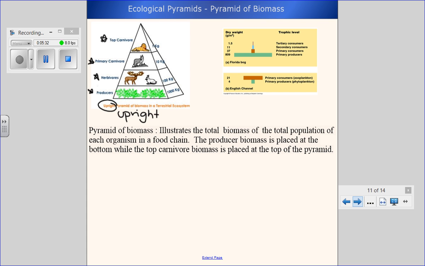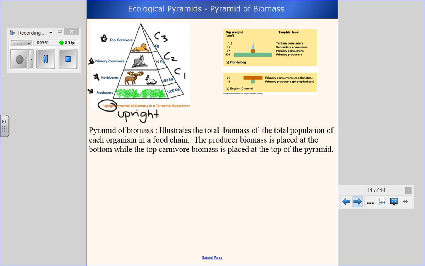Now in this one we have one less level than in the last one, so remember the number of consumers that you have, consumer 1, consumer 2, consumer 3, can vary depending on the particular food chain and how many of each organism there are, and thus how much their biomass is.